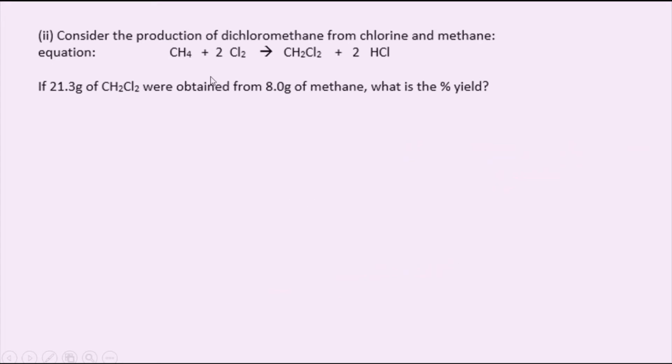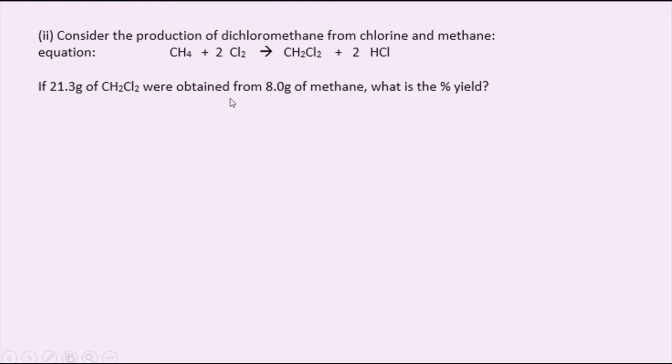If you look at reactions, so on example 2, about halfway down the page, you've got this equation, methane, CH4, reacting with chlorine and turning into dichloromethane and hydrogen chloride. Now, the question says, if 21.3 grams of the dichloromethane, CH2Cl2, were obtained from 8 grams of methane, what's the percentage yield? Now, again, if you look at this, ignore this 21.3 at the moment. That's what we've actually got, but we have to work out, first of all, how much could we have got.